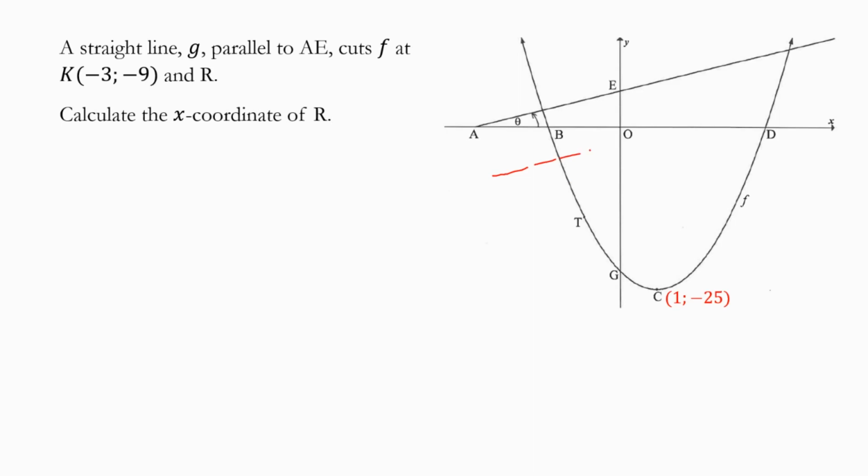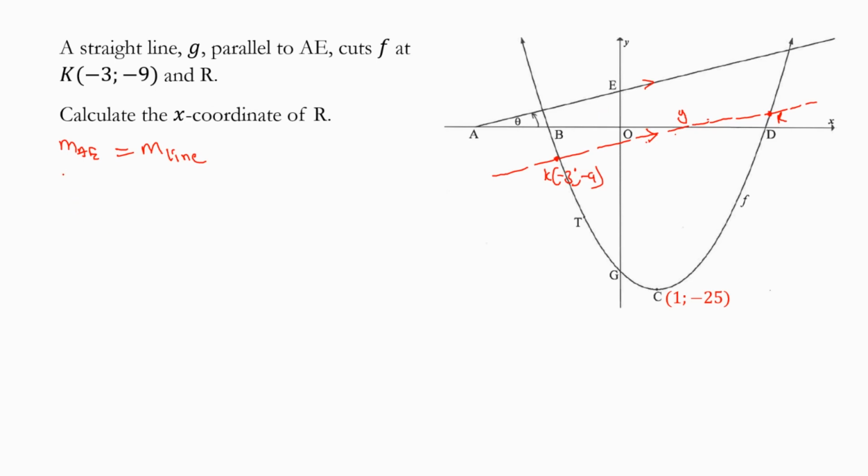Let's draw the line here. Let's just assume this is the line G, and this is K, -3, -9 there, then that is R there. Okay, so now we need the gradient of G. Do you know that since G is parallel to AE, their gradients are the same? So we can say the gradient of AE is equal to the gradient of the line. So the gradient of the line is also 1/4. Remember, we found the gradient of AE, we said it is 1/4.